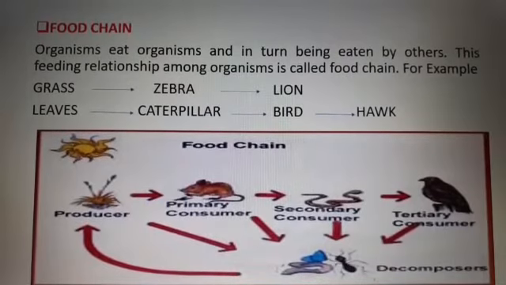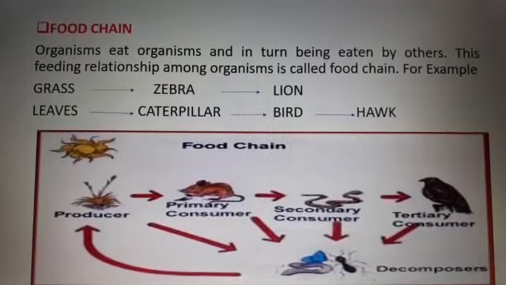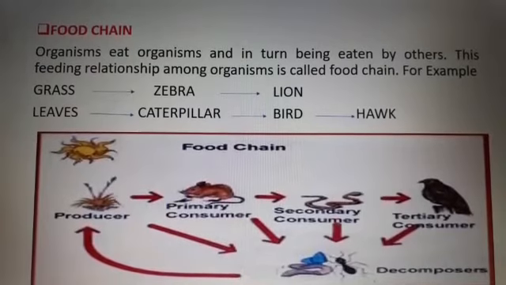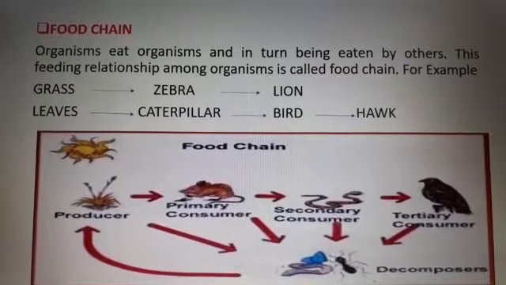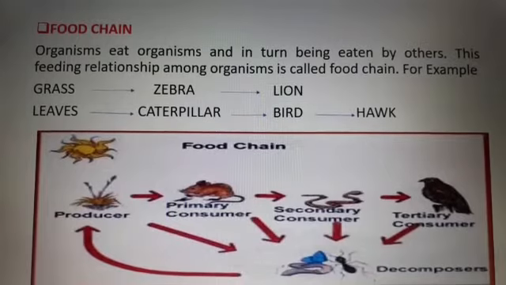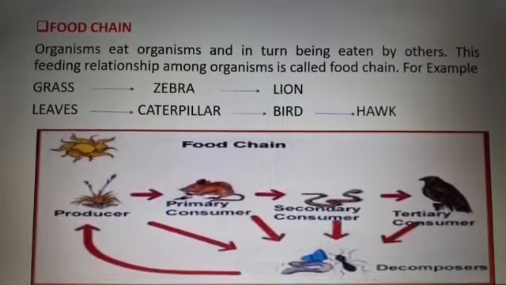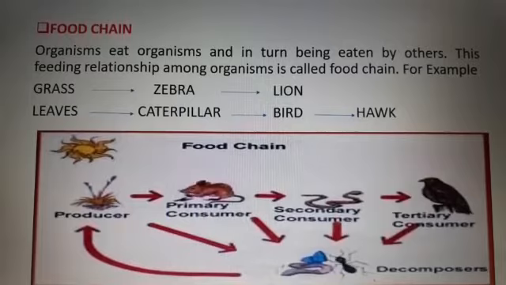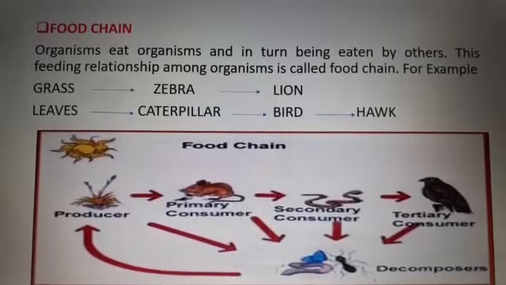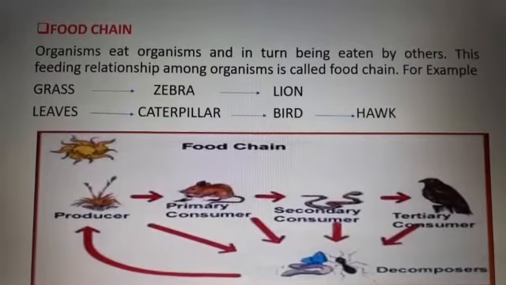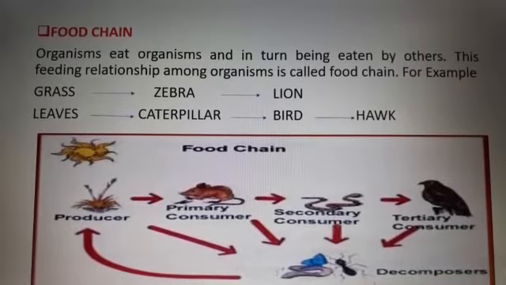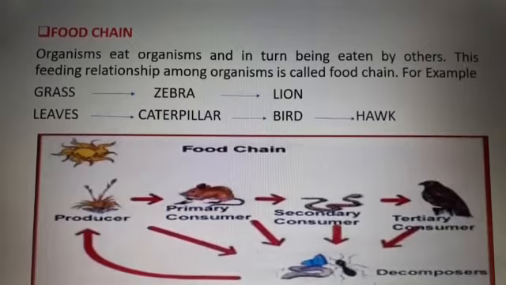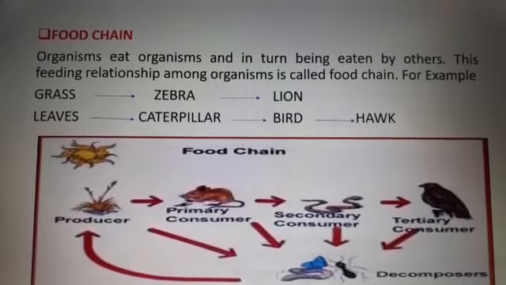Leaves, they are the producers, they are eaten by caterpillar. Caterpillar is eaten by small bird, and the small birds are eaten by hawks. In this picture you can see that the producers are getting energy from the sunlight and producing food. This prepared food is utilized by primary consumers, the herbivores, usually rodents, and this mouse is eaten by the secondary consumers, snake.